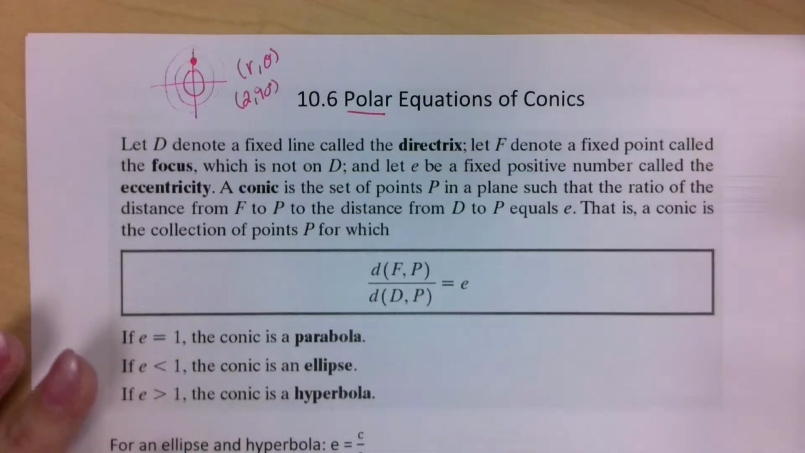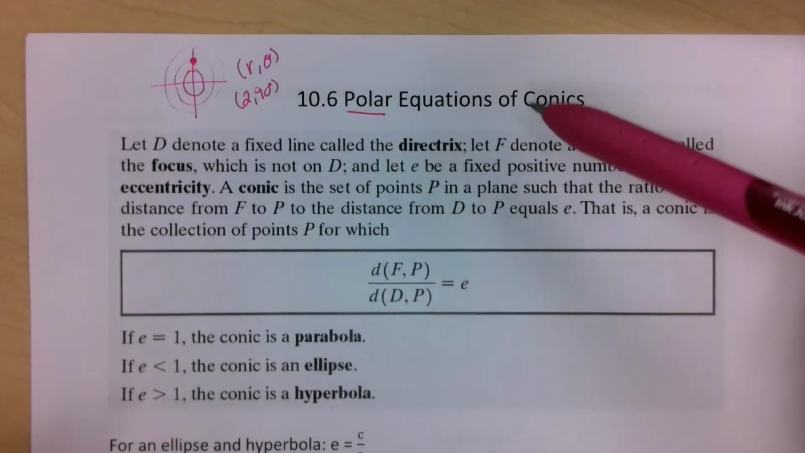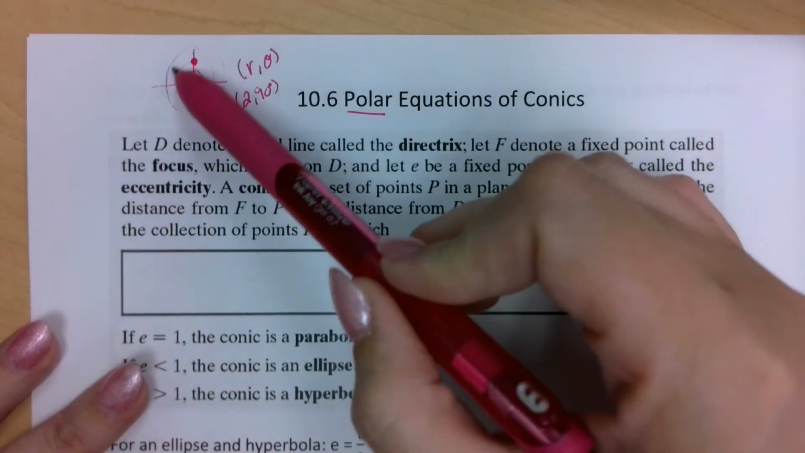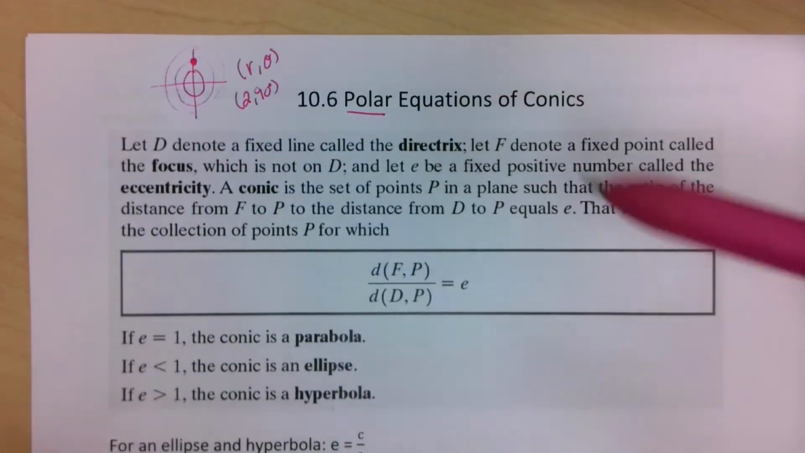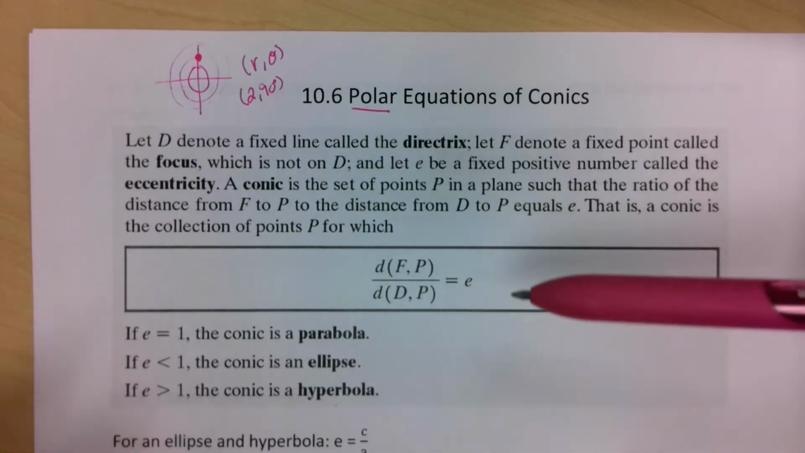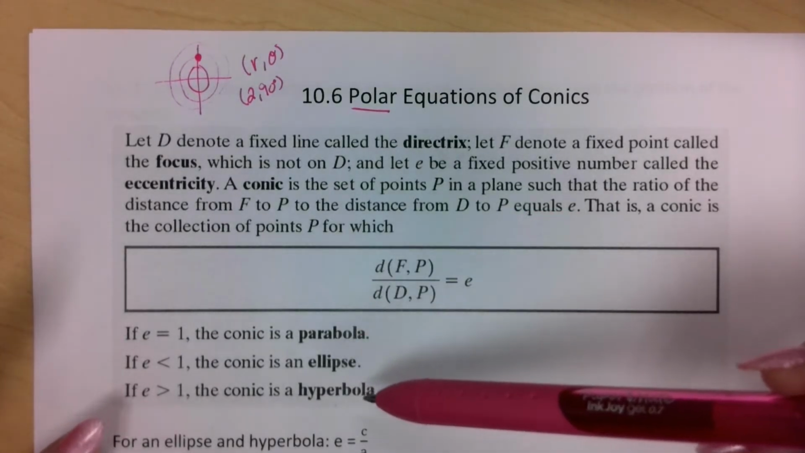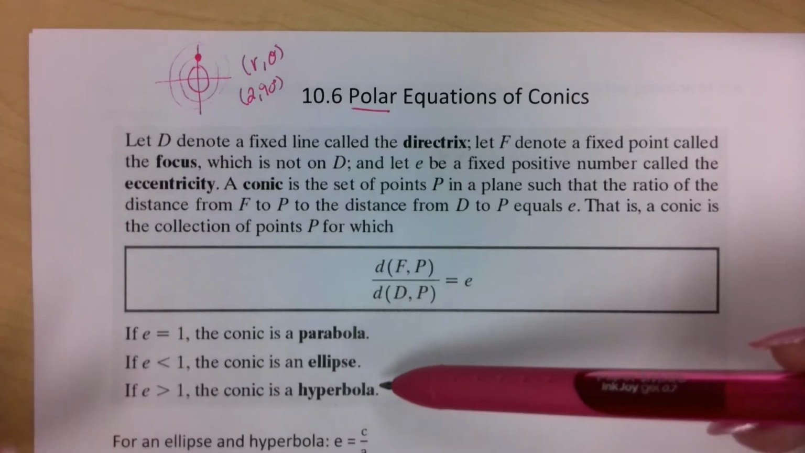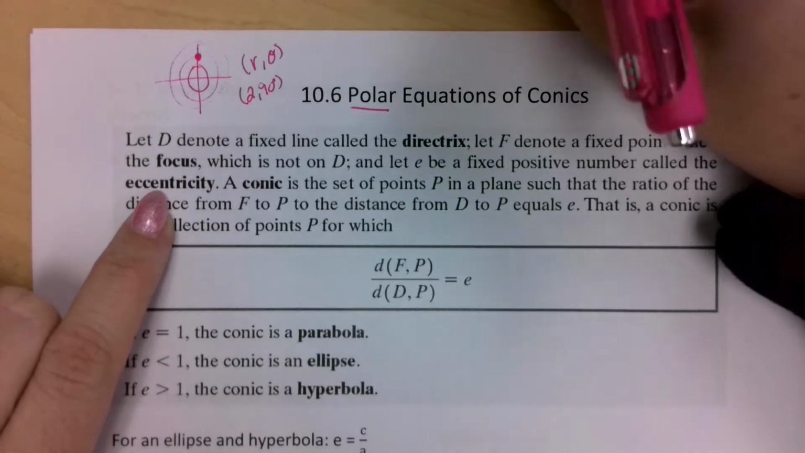So that's our polars. When we're talking about polar equations of conics, we're going to graph conic sections on our polar plane and not just our xy plane. So when we talk about polars, one way that we can figure out what type of conic we have is by looking at our value that's called the eccentricity.